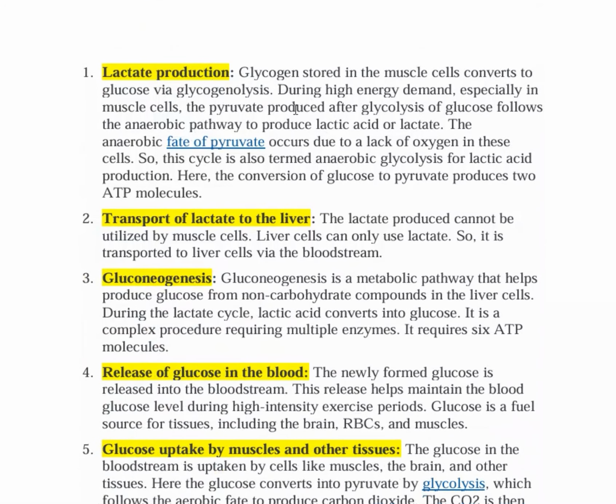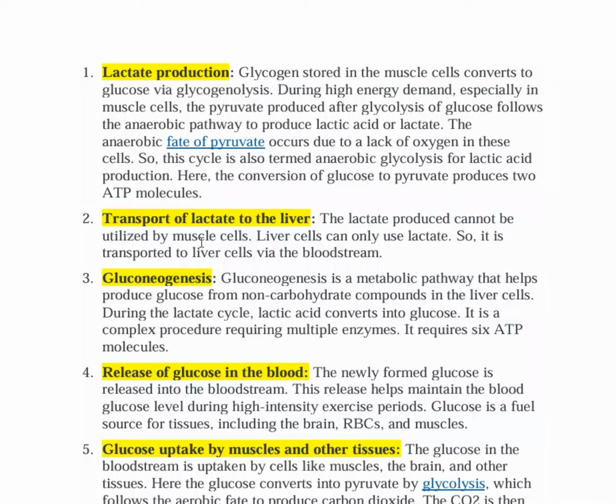First, lactate production. Glycogen stored in the muscle is converted to glucose by glycogenolysis. We know that glycogenolysis is the breakdown of glycogen into glucose molecules. During high energy demands, especially in muscle cells, the pyruvic acid produced after the glycolysis of glucose follows the anaerobic pathway to produce lactic acid or lactate. So this is termed anaerobic glycolysis for lactic acid production. Here the conversion of glucose to pyruvate produces 2 ATP molecules.